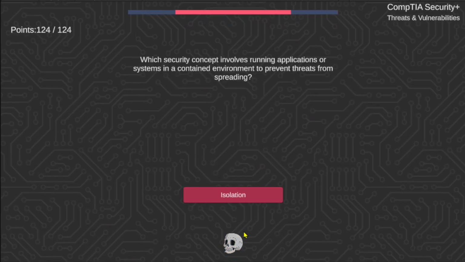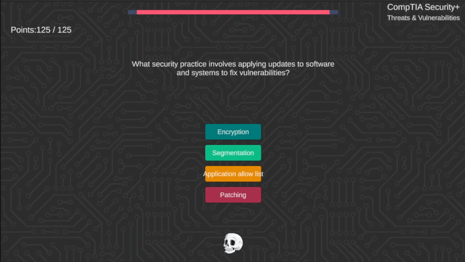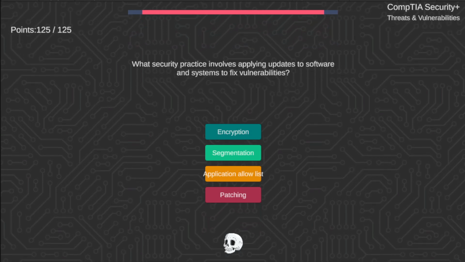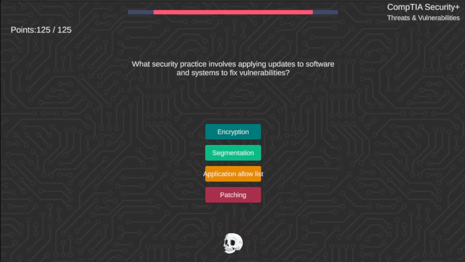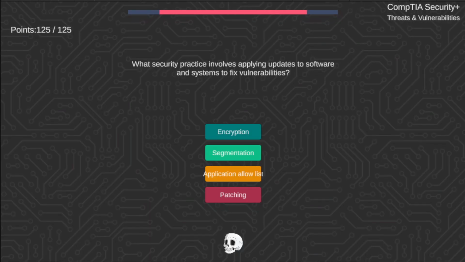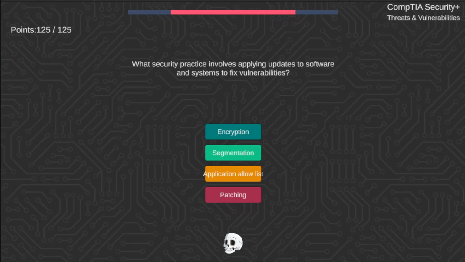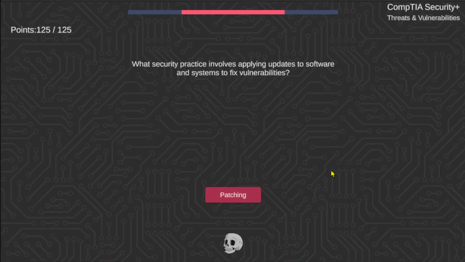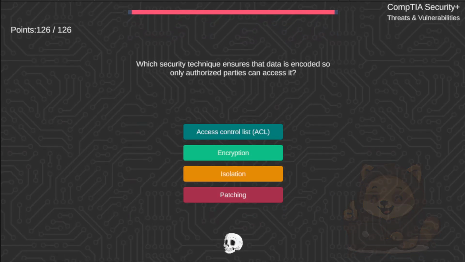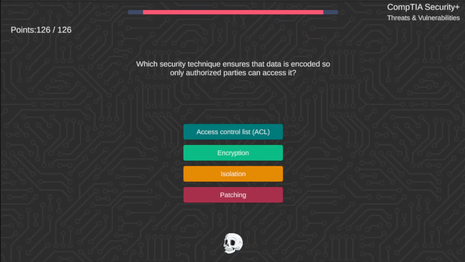Correct answer is isolation. What security practice involves applying updates to software and systems to fix vulnerabilities? Encryption, segmentation, application allow list, or patching? Applying updates to software and systems to fix vulnerabilities. Correct answer is patching.